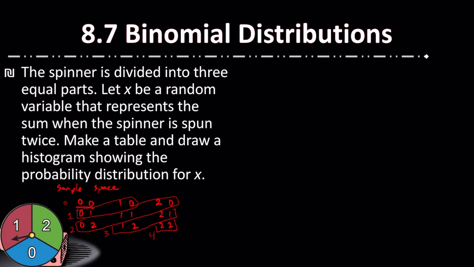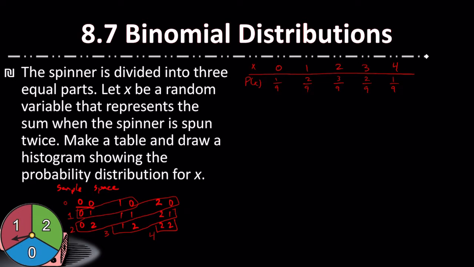So for our table, our options are we could get a 0, 1, 2, 3, or 4. To get a 0 is 1 out of 9. To get a 1 is 2 out of 9. To get a 2 is 3 options out of 9. To get a 3 is 2 options out of 9. To get a 4 is 1 option out of 9.